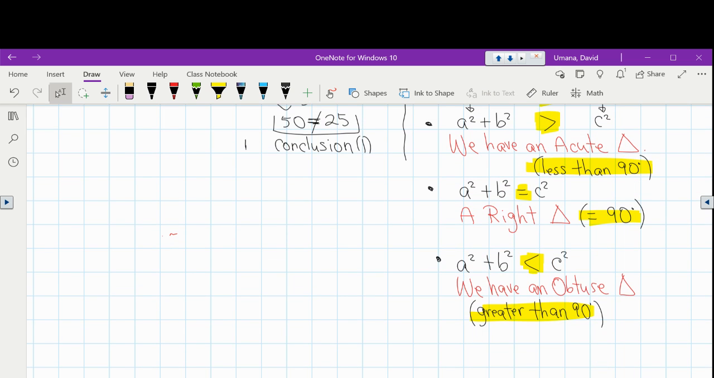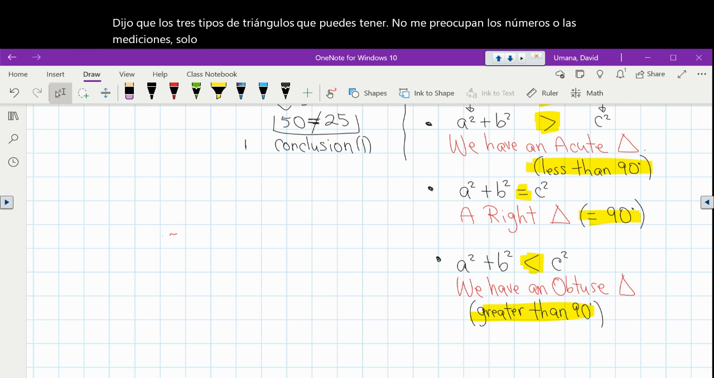Esta es la conclusión que quiero tener. 3 partes. Un triángulo agudo, un triángulo igual a 90 y un triángulo donde el ángulo es obtuso. These are the 3 types of triangles you can have. I'm not worried about numbers or measurements. It's just these are 3 common triangles you can have. Okay? Questions?